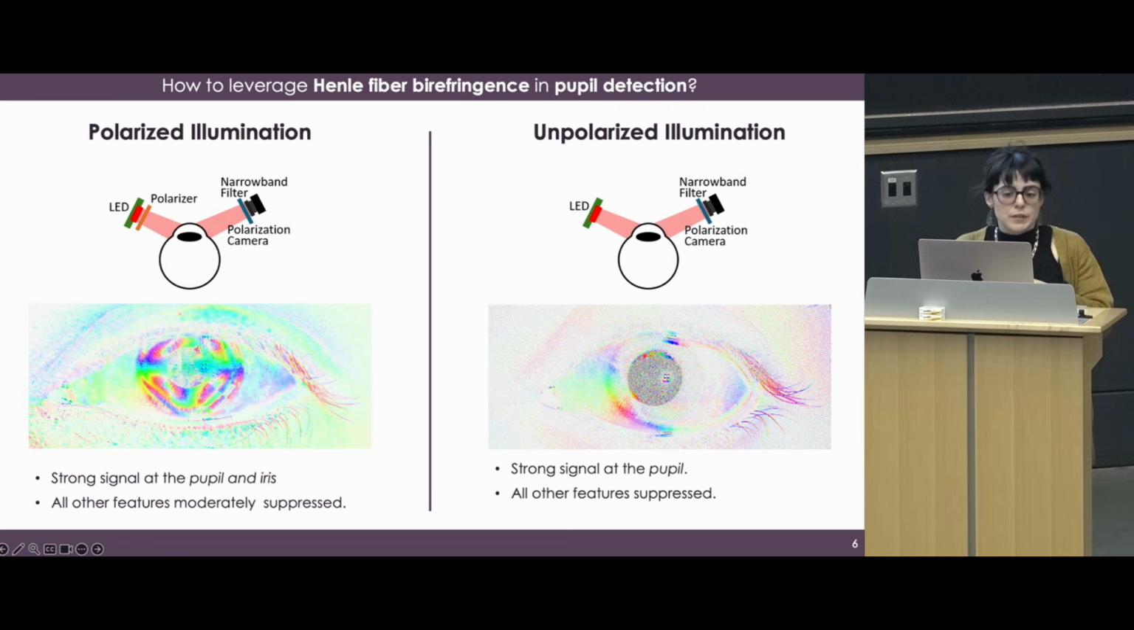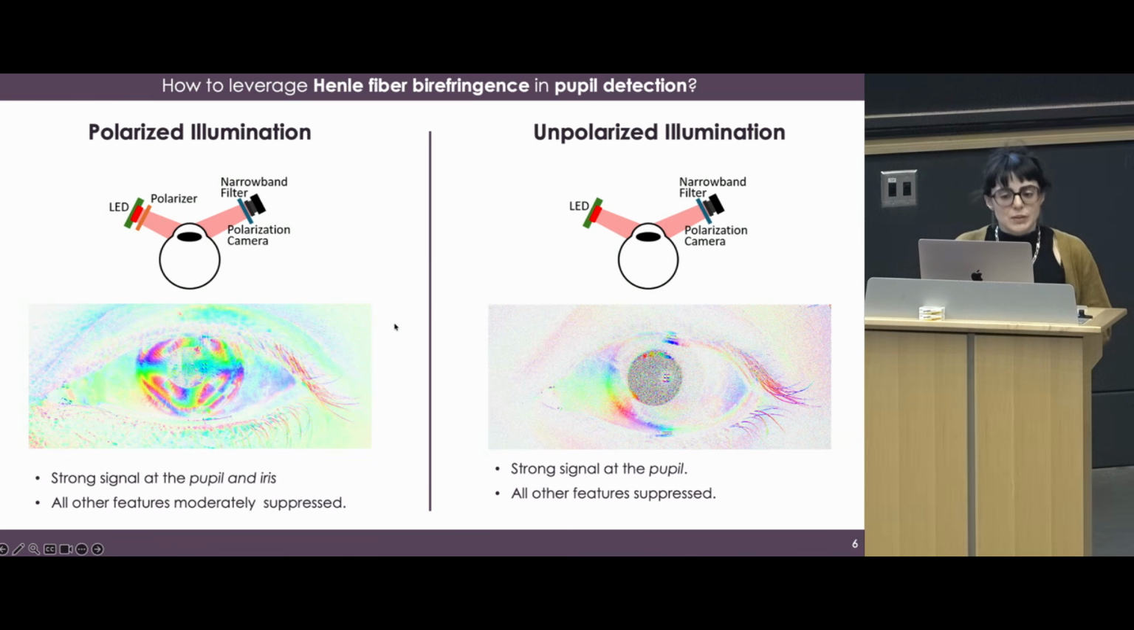So to figure this out, we did a little bit of an experiment. Here we have a polarized illumination source and a polarization camera. What we see here is the surrounding features are moderately suppressed, but we have this spatially varying pattern on the iris. And the pupil has some signal, but it's not as good.